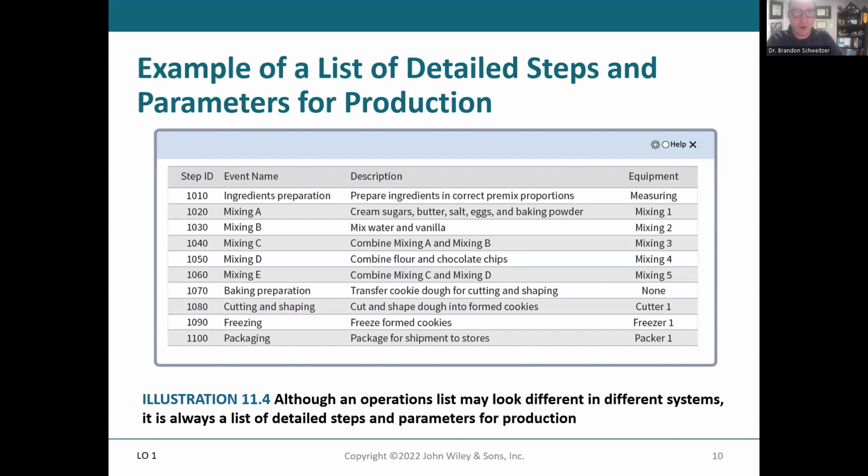So here's an example of the steps of production or the list of production. Essentially, this is the sequence, right? So it shows us the order in which things are completed. So here we can see measuring and then the various mixing stages, 1 through 5, and then cutting, freezing, packing. So again, think about the physical flow of the inventory and how it's being processed, right?